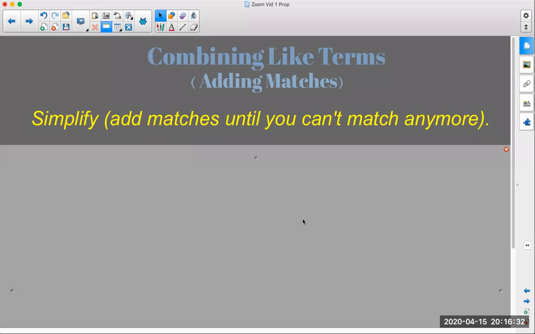What's up? We're combining like terms again, but this time we're going to have longer expressions and we're going to simplify them, which means add up the matches until you can't match anything else. So we got to have a sharp eye. We're going to talk about constants, which are plain numbers that don't have variables attached to them. We're going to talk about variables. Those are the letters. And then we're going to add some other terms towards the second part of the video. So let's get into this first one.